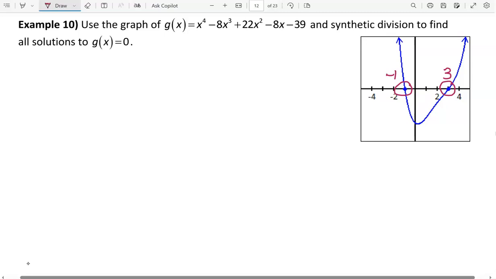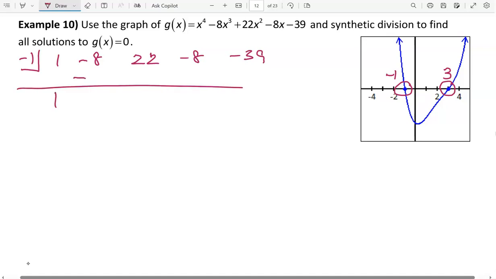And so if I want to find the remaining zeros, I need to divide by x plus 1. And bring down that 1, times negative 1 is negative 1. Adding that column, times negative 1 is positive 9. Adding that column, and then times negative 1 is negative 31. Adding that column, times negative 1 is positive 39, and we get 0.